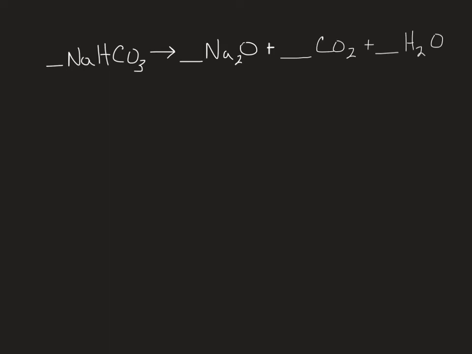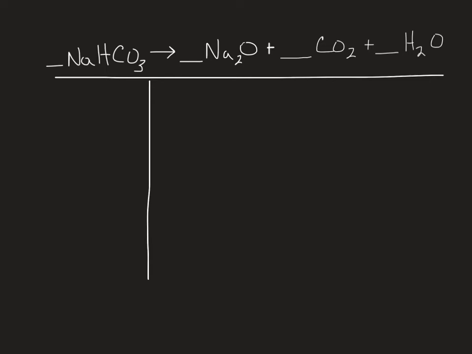Well, to balance this, what we're going to do is write for ourselves a chart, just to keep track of each element on each side. So I like to write a chart underneath the arrow, and in that chart, I'm going to write each element. So I'm going to write sodium, hydrogen, carbon, and oxygen, because those are the elements that are in this chemical reaction.